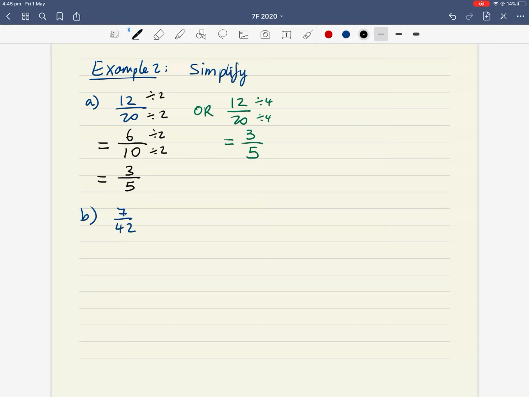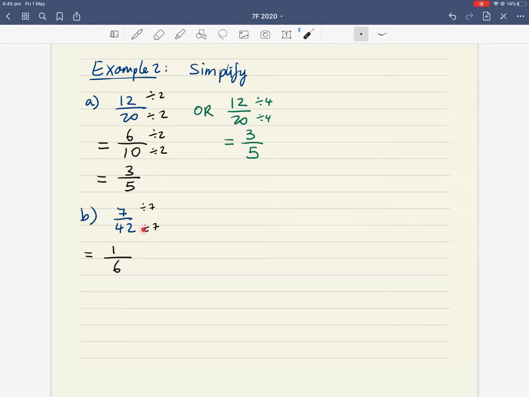Again, have a think about what are the common factors between 7 and 42. 7, because 7 goes into 42 6 times. So 7 divided by 7 is 1. 42 divided by 7 is 6. So your simplified fraction is 1/6.